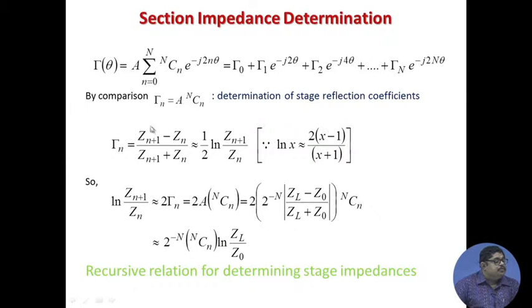So, by comparison you can find out each stage reflection coefficient gamma n, and then gamma n can be approximated. This is a mathematics thing. So, finally, the characteristic impedance of the n plus 1th section can be expressed in terms of the nth section. This is a recursive relation for determining stage impedances.